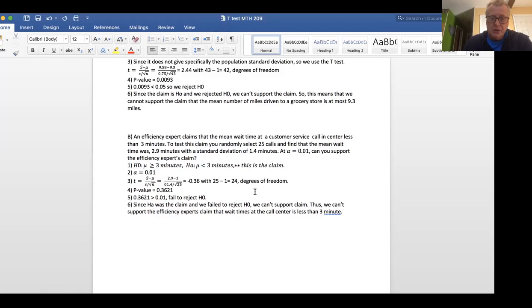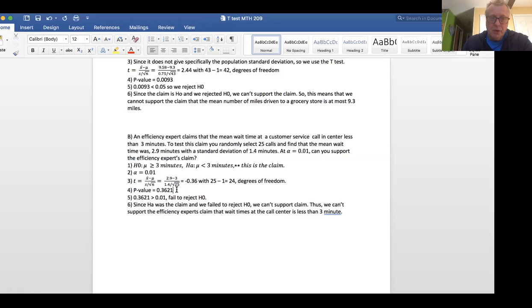Okay. So using the t-test, x bar is 2.9. The hypothesized mean is 3. That's a number from the null hypothesis, rather. Our standard deviation is 1.4. Don't know why I put the 0 there, let me delete that 0. There we go. And the square root of 25 would be the square root of n. That gives us minus 0.36 with 25 minus 1 degrees of freedom.